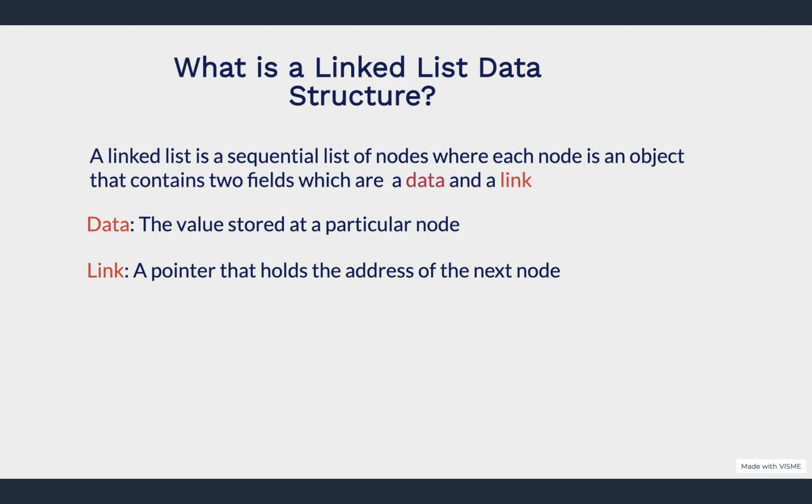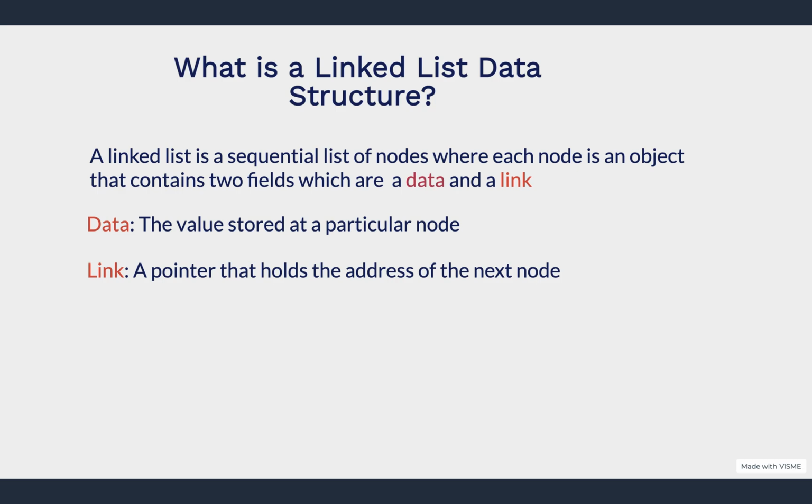So what is a linked list data structure? A linked list is a sequential list of nodes where each node is an object that contains two fields, which are a data and a link. So if you have started writing programs, you'll be familiar with the term object. Okay, so an object has properties. So a node is an object with two fields or two properties, which are a data and a link.